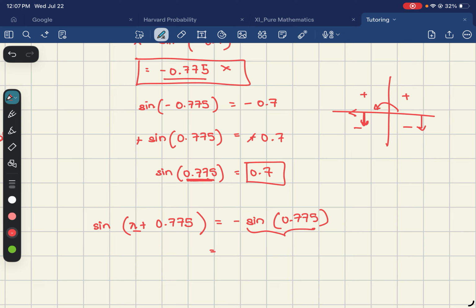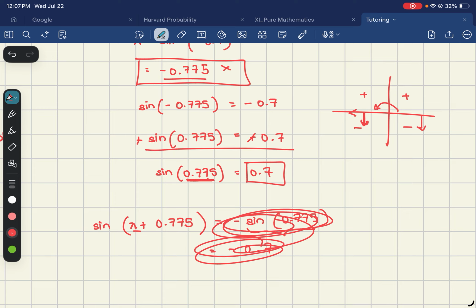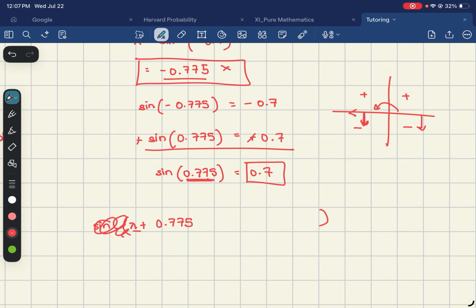So I know that this gives me negative 0.7, right? From here, I know that the angle pi plus 0.775 is going to work, and 2 pi minus 0.775 is also going to work. All right, so I encourage you to use whole values.